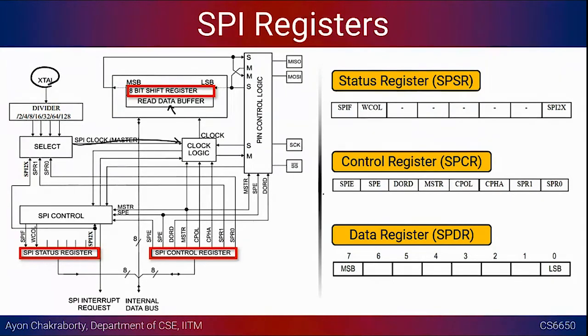Like with the ADC, where you had to enable it with ADEN, in this case also you have to enable the SPI bus. Then there is a bit for whether it is being enabled as a master or a slave. So MSTR is going to do that. This one we have already seen. This is for the clock polarity and the clock phase, not very important in our context.